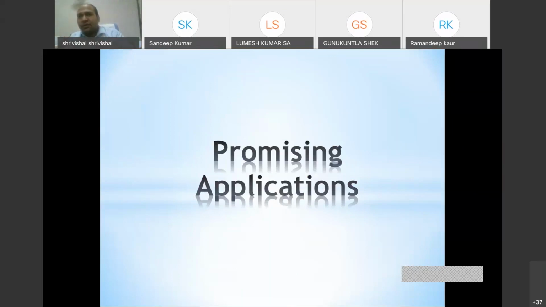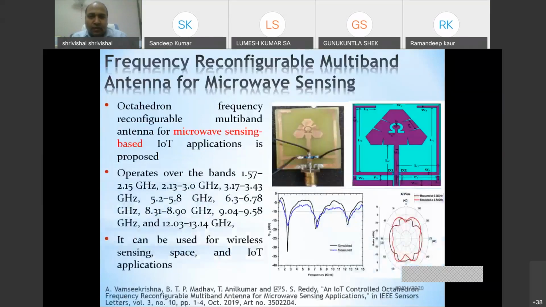Now based on those considerations and learnings, I am looking forward to deploying that understanding in some of the possible applications. The first example I am demonstrating is a frequency reconfigurable multiband antenna for microwave sensors. In this case, they have designed the antennas for multiband applications, where we have targeted 1.7 to 2.15, 2.13 to 3.0, 2.17 to 3.43, and so on.